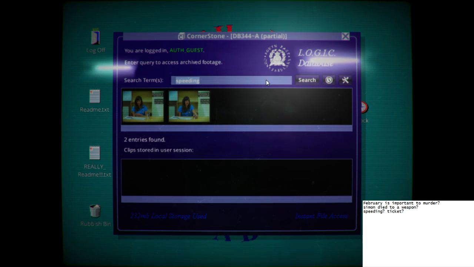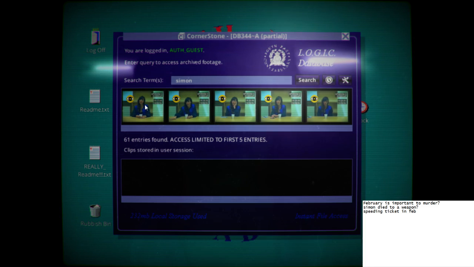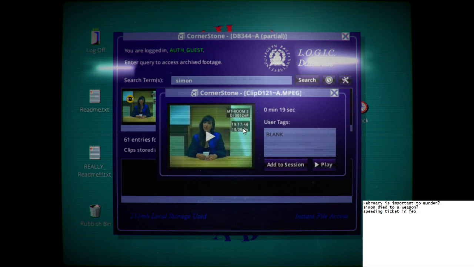Let's have a think. So, speeding ticket. We know she got a speeding ticket then. In Feb. So she got a speeding ticket in Feb. Let's ask her more about Simon. What does she say about Simon? Because this is going to be a lot of clips.